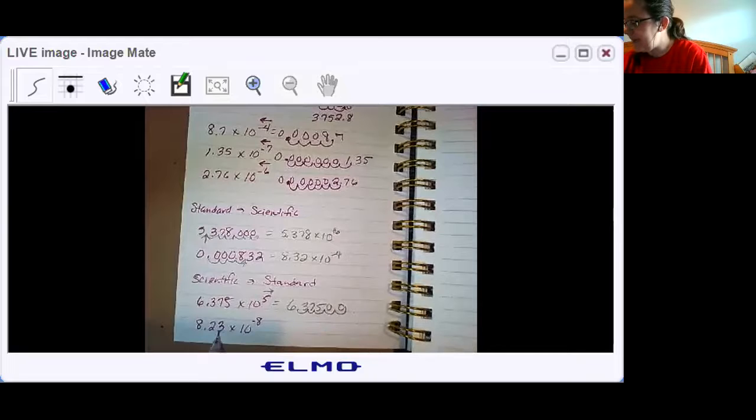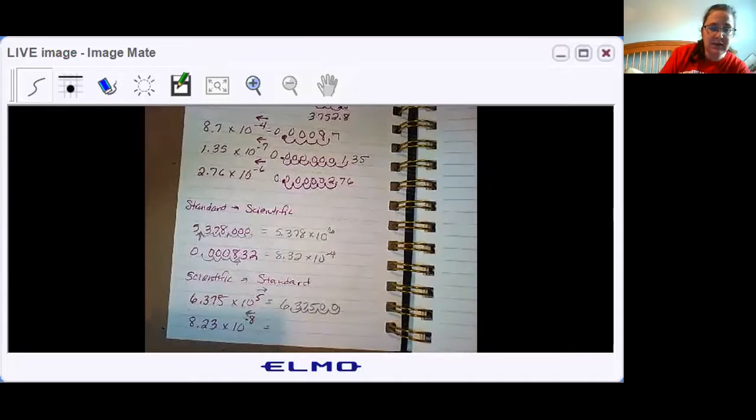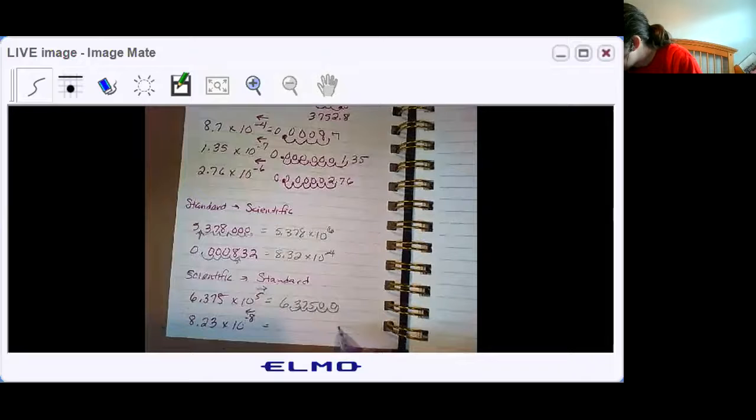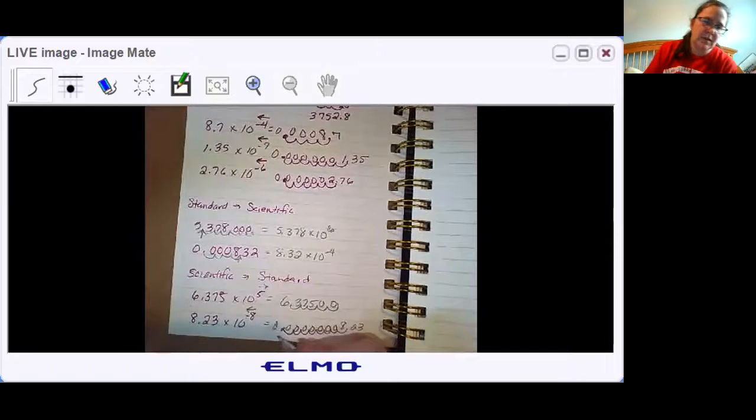8.23 times 10 to the negative 8. Negative 8 means we are going to the left because we need to make it smaller. It's a negative exponent, so it's a small number. So I have 8.23, and I'm backing up 8. 1, 2, 3, 4, 5, 6, 7, 8. Fill in my blank spaces with zeros, and I'm done.